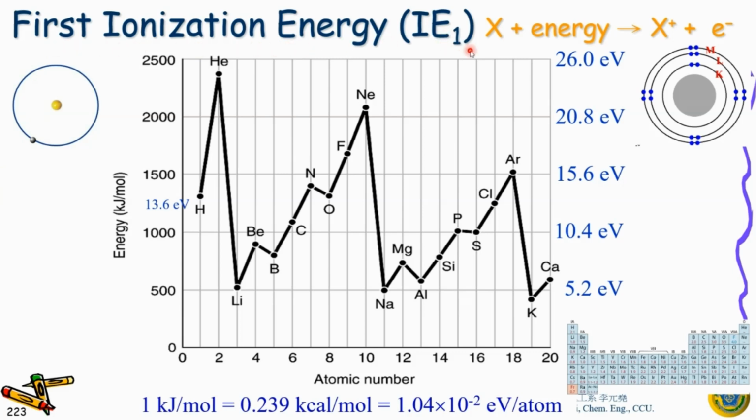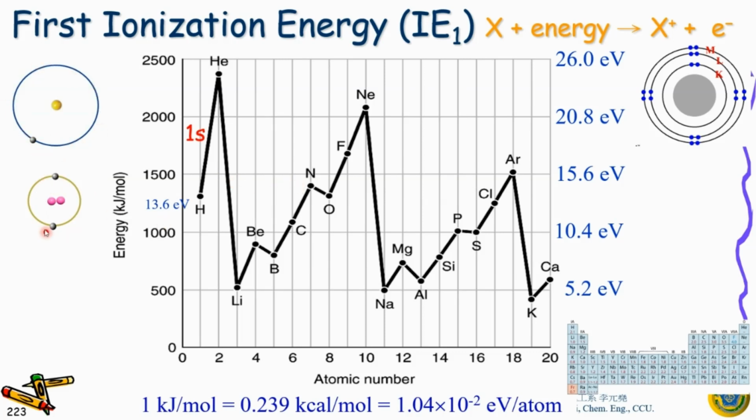However, for helium, you have two protons and two electrons. The first electron you need to move away, and this is also called first ionization energy. And as you can see, this energy is high. If you want to remove this electron, the energy is higher than for the hydrogen electron. Why?